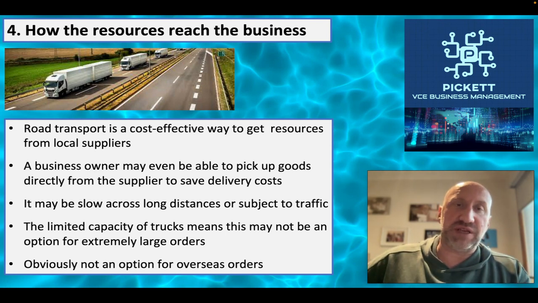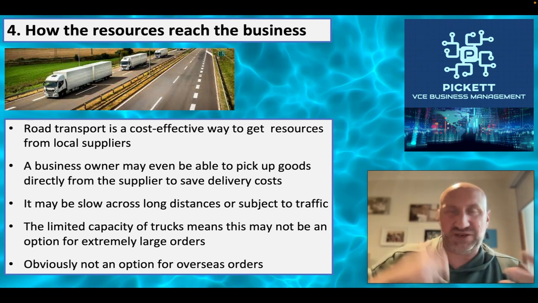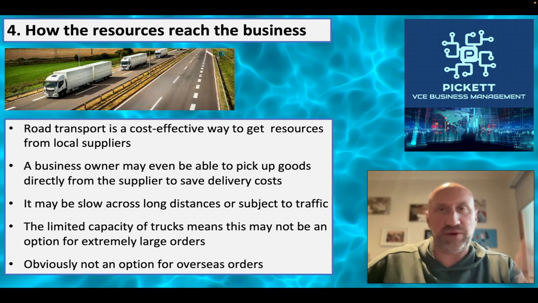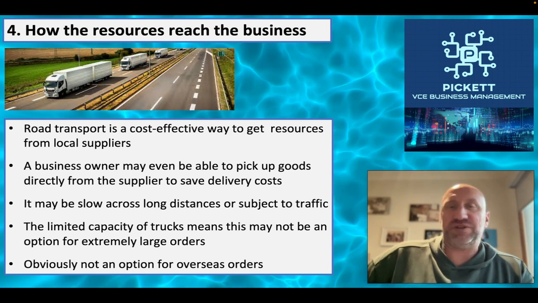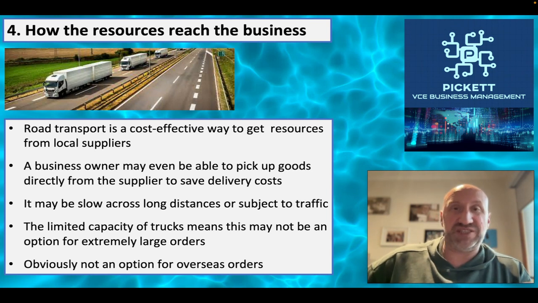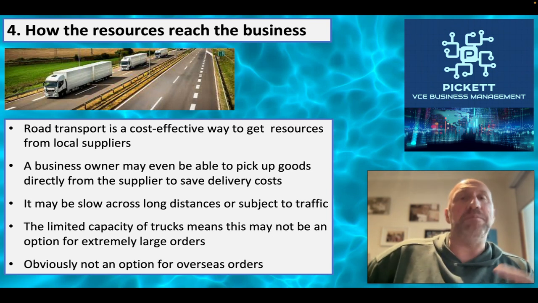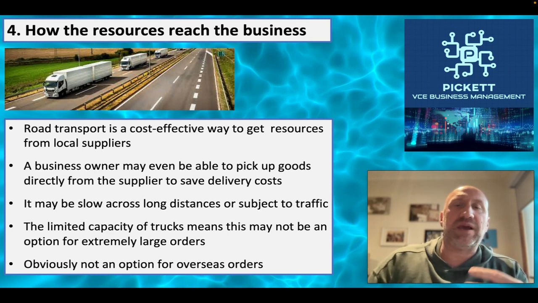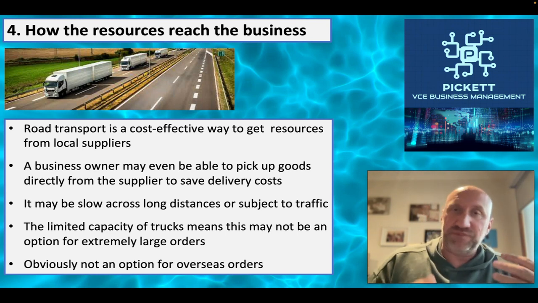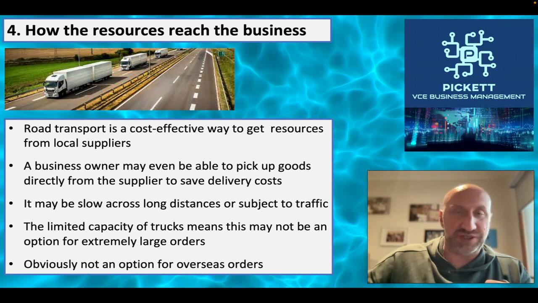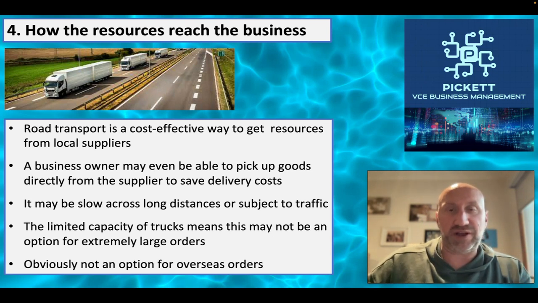And then the third part, that should say 3, not 4, is how the resources reach the business. Okay, so you've got different options here. I mean, this is kind of a no-brainer, but we'll go through it so you get it in your notes. Road transport is a cost-effective way to get resources from local suppliers. It might even be that a business owner could pick up goods directly from the supplier to save on delivery costs. The issue is it might be slow across long distances or subject to traffic.